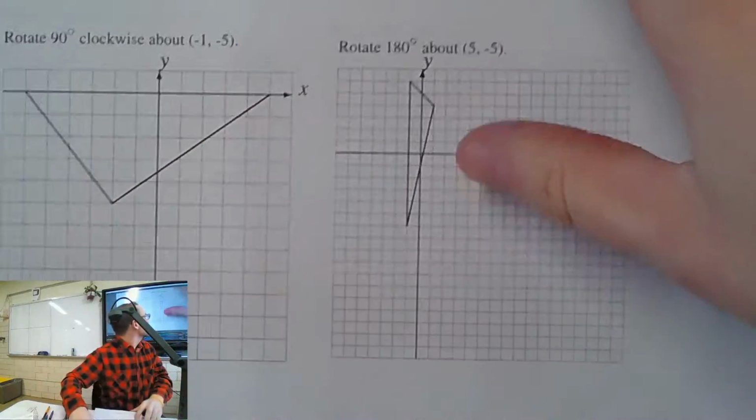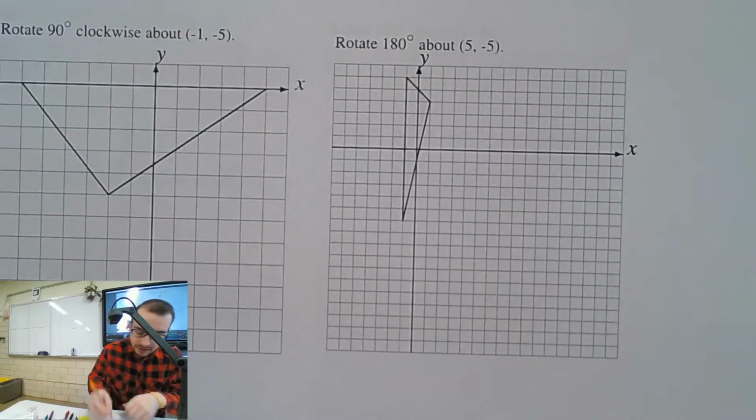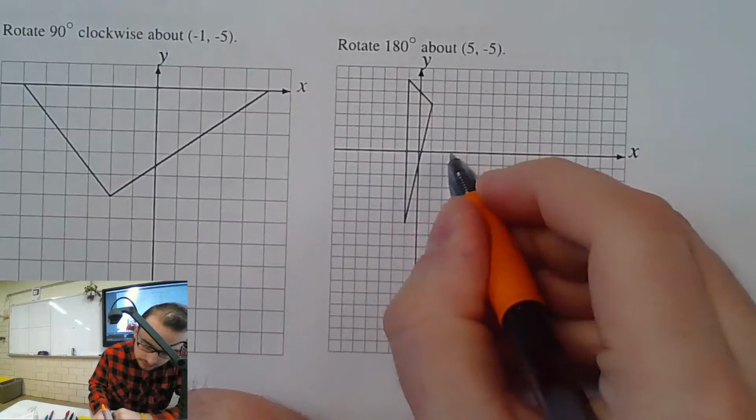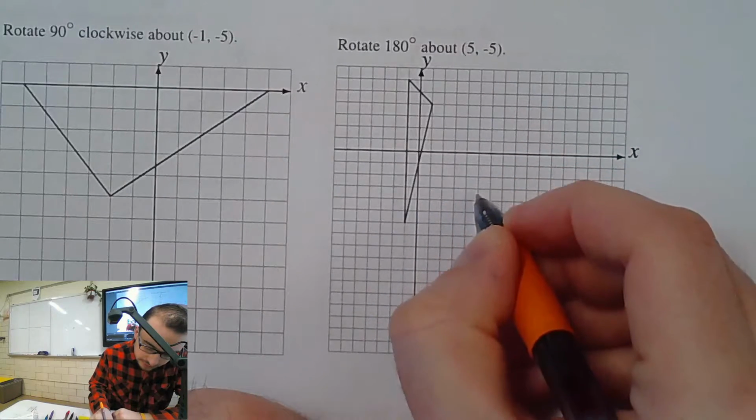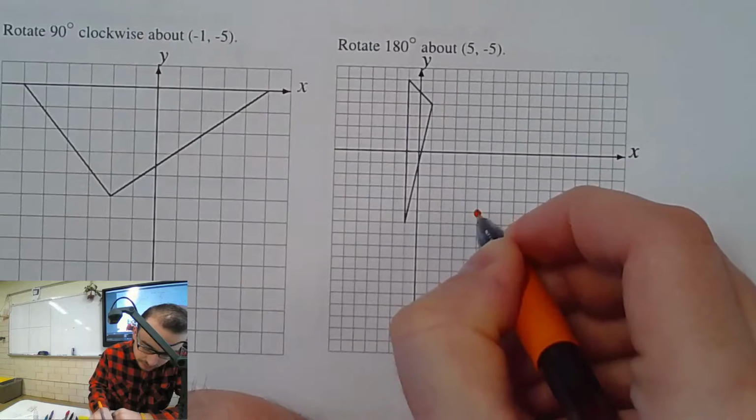Disaster. Absolute disaster. 5, negative 5. 1, 2, 3, 4, 5. 1, 2, 3, 4, 5. That is our center of rotation.